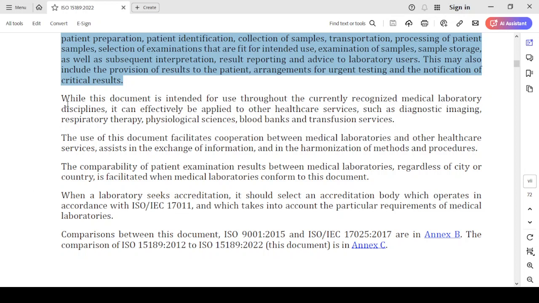The standard goes ahead to say that this standard is used to recognize medical laboratories for their quality and competence. However, if you have other services, for example, diagnostic imaging, respiratory therapy, blood transfusion services, I've seen it applied across board, even veterinary labs. There are labs that have gotten accredited to this standard, and they are only accrediting the testing part. Okay, so it can be applied across very many areas.